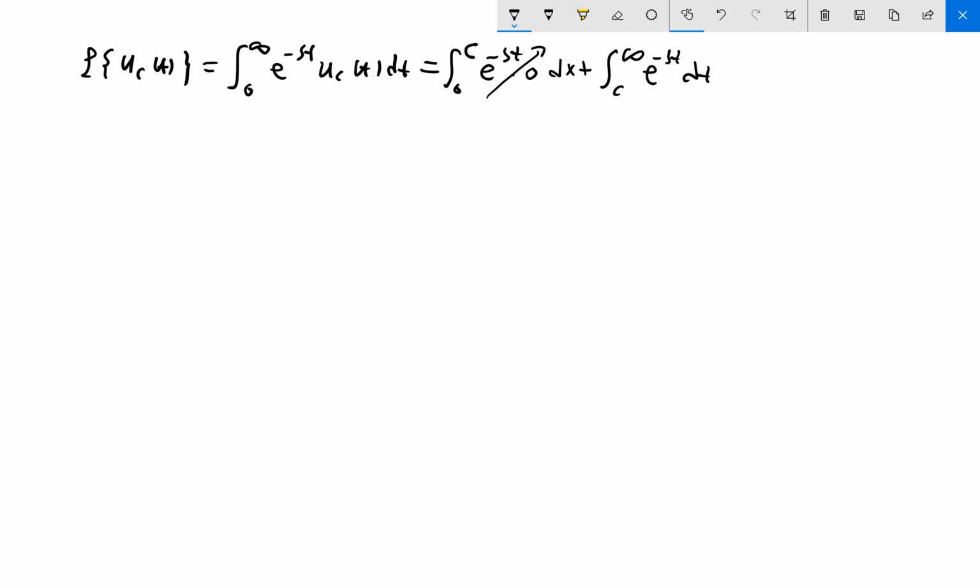So the first one is 0. The second one, we just integrate, which gives negative 1 over s times e^(-st), evaluated from c to infinity. Since s is positive, as t goes to infinity this goes to 0. So you get 0 minus negative, which gives positive 1 over s times e^(-cs).